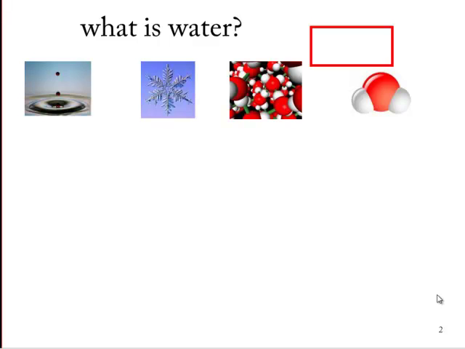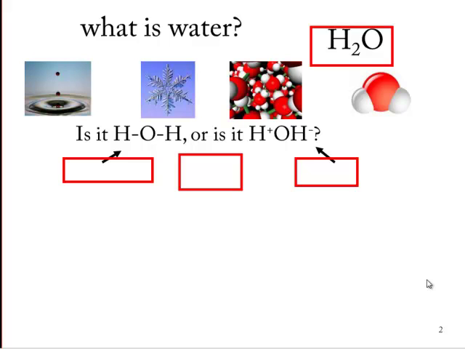What is water? Well, I'm sure most of you know that water is H2O. That is dihydrogen monoxide. But have you ever asked yourself, well, how does it bond? Does it bond covalently, like that? Or does it bond ionically, like that?